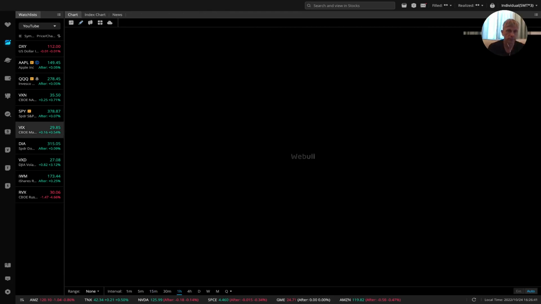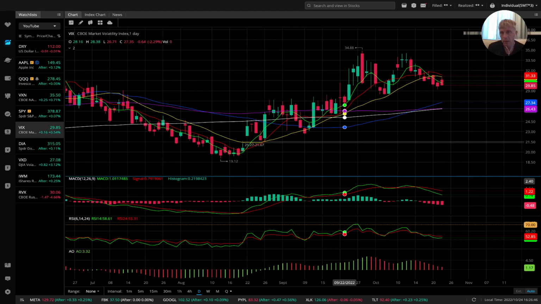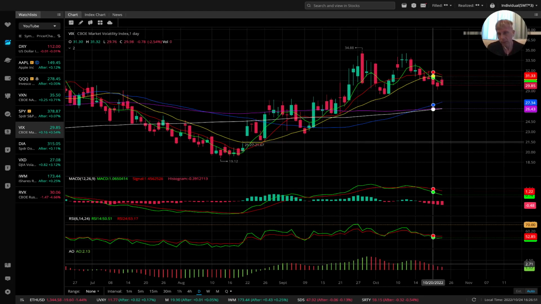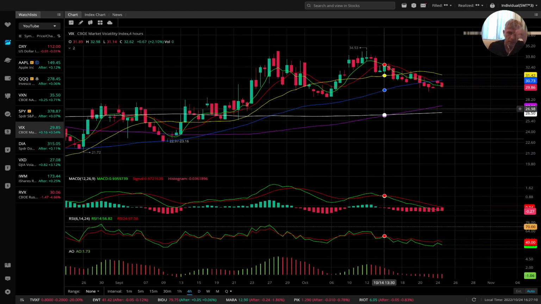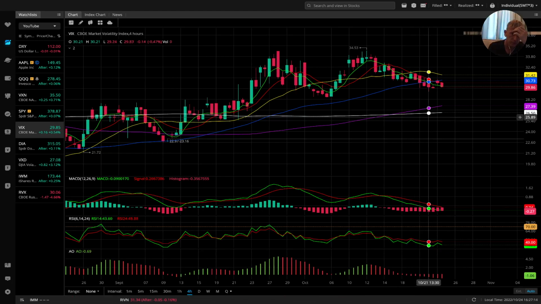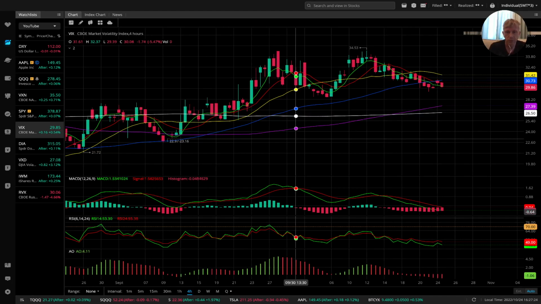VIX. VIX on daily, the volatility index for SPY. Red bar, red indicates a bearish signal. Bearish signal on all indicators. Bearish signal, and it's bullish for SPY. 4 hours, let's see. Same, bearish signal on all indicators. The last bar is below even MA 50. Still above MA 100 and 200. Bearish signal. Bullish for SPY.